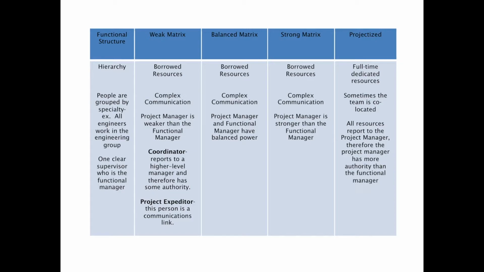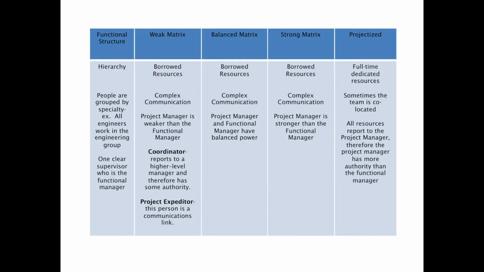Let's move from the functional structure to the matrices. When we think about the matrices, there's a weak matrix, a balanced matrix, and a strong matrix. The weak matrix has many of the characteristics of a functional structure. The strong matrix has many of the characteristics of a projectized structure. If we move to the weak matrix, with this matrix, the project manager is borrowing resources, though the functional manager certainly is the manager with the power.